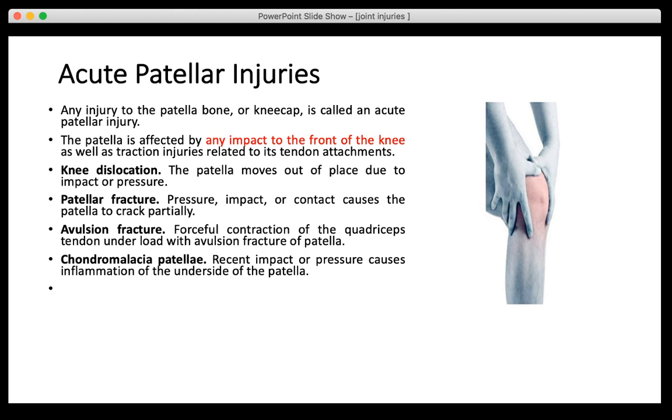It can lead to a patellar fracture, and avulsion fracture is also there. This happens due to excessive pulling of your joint from inside by the muscles, the quadriceps. If there is excessive tension in the quadriceps, that can lead to this kind of fracture, which is known as avulsion fracture in the patella. And the last type is chondromalacia patella. This is due to recent impact or pressure which causes inflammation in your patellar bone. So these are the main types of patellar injuries which we have in sports, and usually it is due to direct impact on your knees.